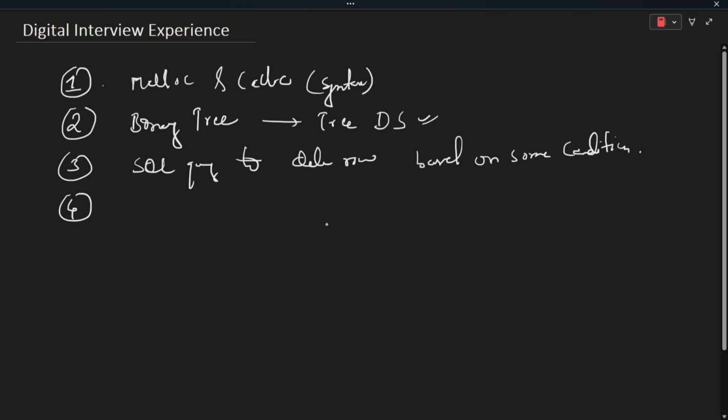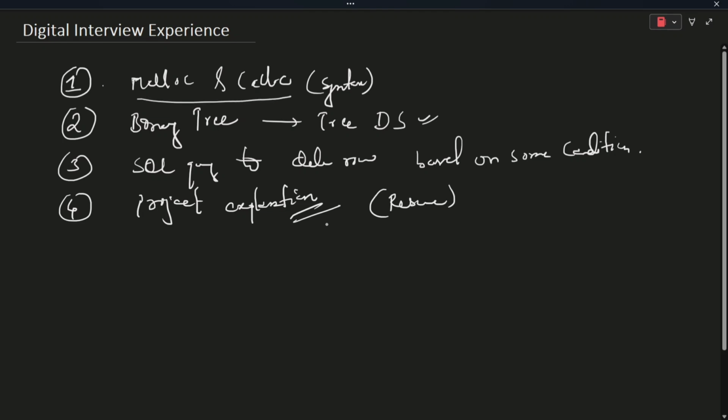Okay. The fourth question they asked that candidate is project explanation. What happens in this case is, if you have given your resume, the resume is with them. They ask this question based on your resume itself. So basically, they are going to follow your resume from top to bottom, and based on that, they are going to ask the questions. Okay, here the project explanation, like what are the projects that candidate made.